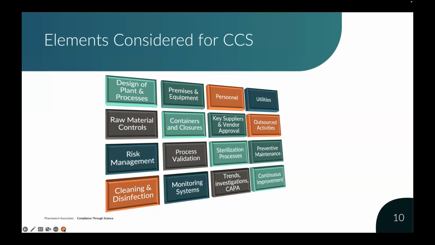Now, I know there has been a recent publication from the PDA on contamination control strategy. I haven't reviewed that as of yet, and haven't been able to get a copy of it yet. But there is obviously some industry assistance that is going to help you put together a contamination control strategy for your organization.